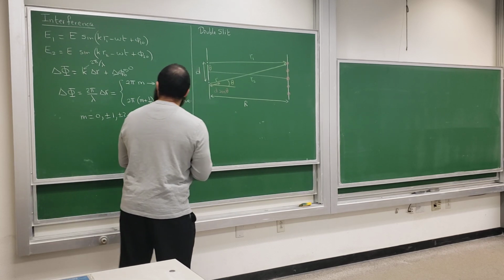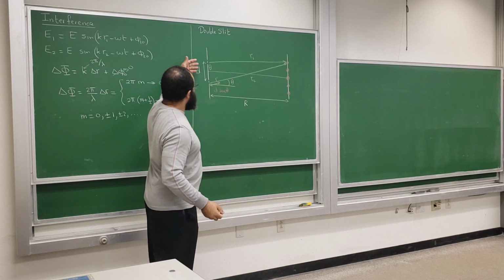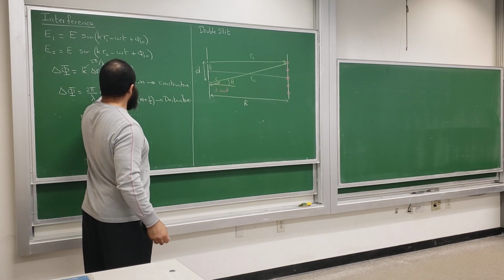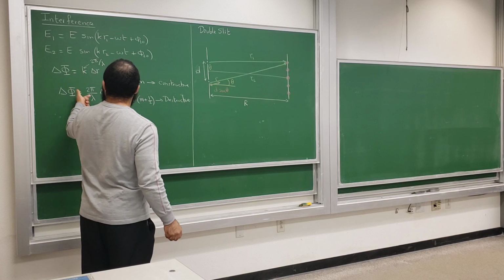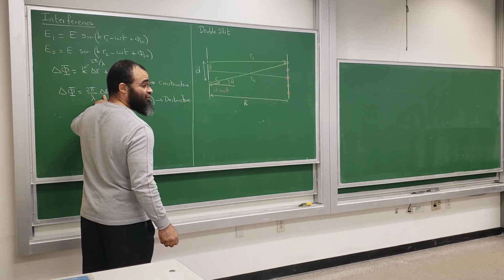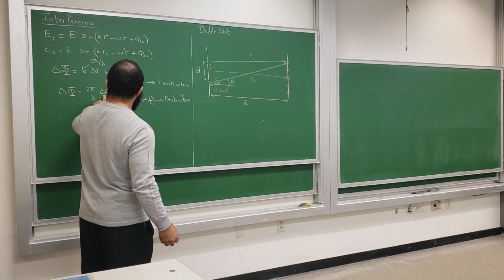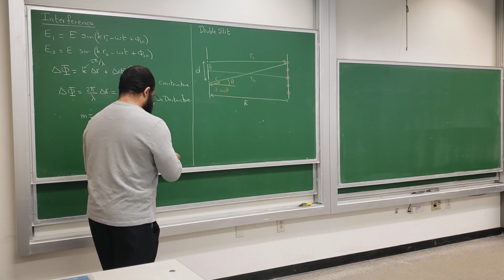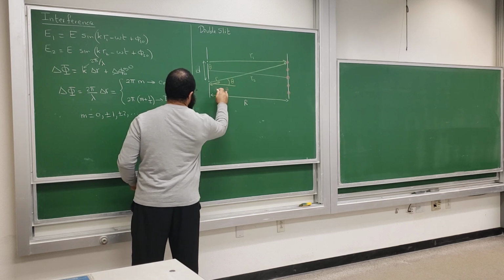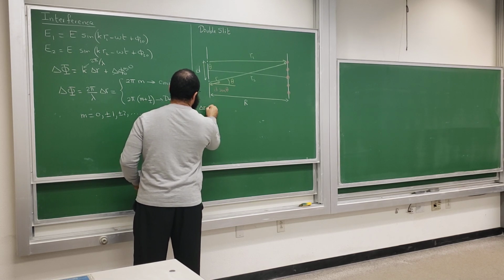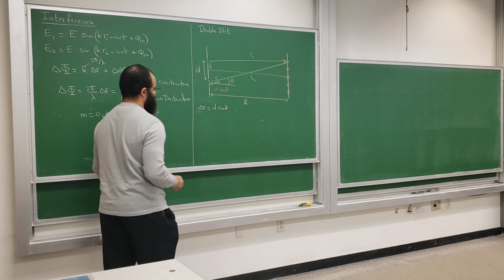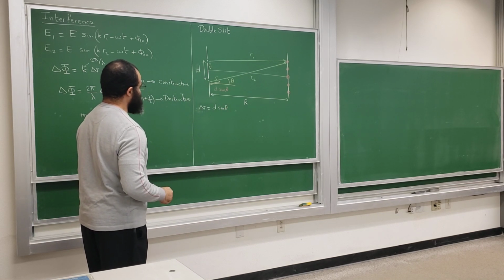In that case, both of them are in phase, so delta phi 0 is 0. What remains is the overall phase, delta phi, which is k times delta r, or 2 pi over lambda times delta r. In fact, let me just say delta r in this case is equal to d times the sine of theta.